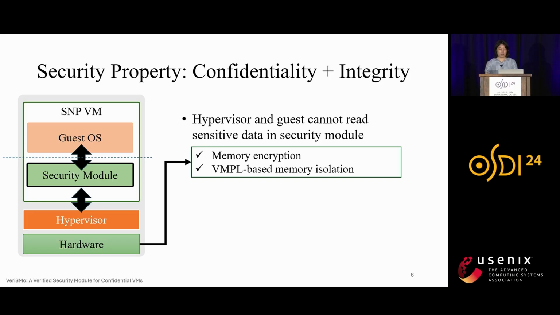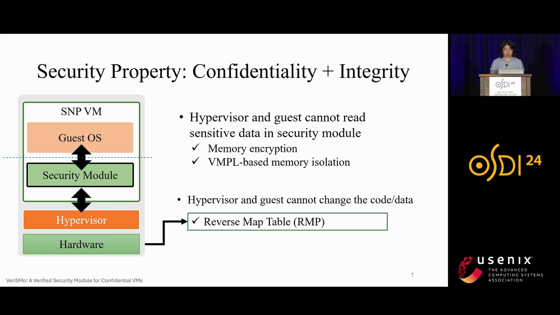Similar to any sensitive software, the security module needs to maintain some security properties, including confidentiality and integrity. We can leverage the AMD-provided hardware features for memory encryption, and the VM privilege level based memory isolation, to keep confidentiality against the hypervisor and a malicious guest. To protect integrity, AMD also provides a reverse map table to prevent the hypervisor from mapping your virtual address to a different physical address. In this way, we can guarantee memory integrity.